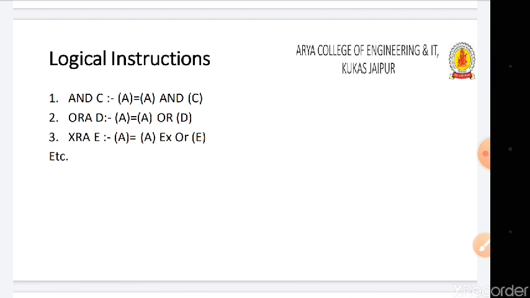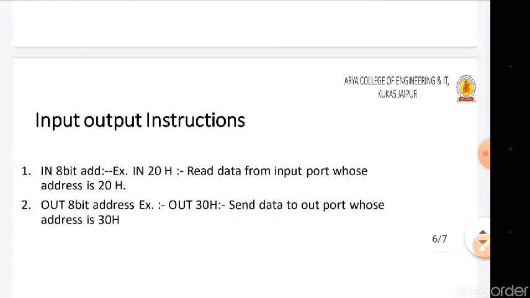ORA D: content of accumulator is ORed with content of register D and the result is stored in accumulator. XRA E: it means XOR operation between content of accumulator and register E and the result is stored in accumulator.